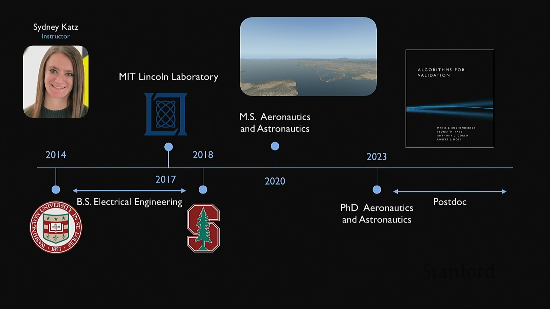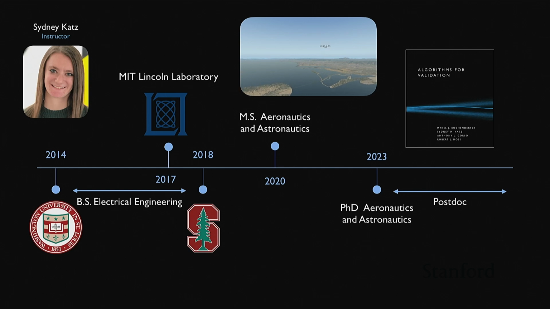So I'll introduce myself first. Here's a timeline of my academic journey so far. I did my undergrad at Washington University in St. Louis in electrical and systems engineering. And during my time there, I got to do some really cool internships. But one that's a major highlight and particularly relevant here was at MIT Lincoln Laboratory. And that's actually where I first met Mykel.